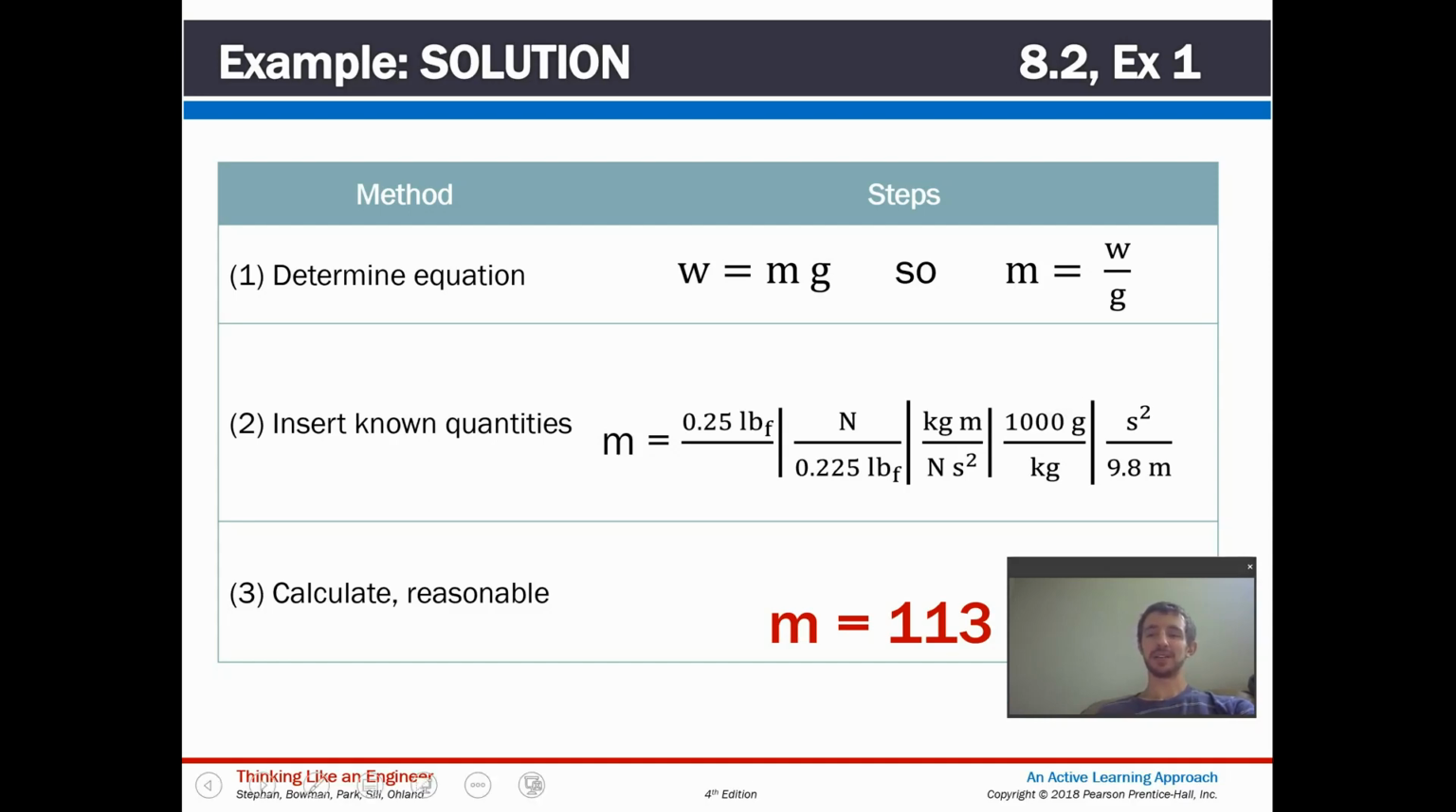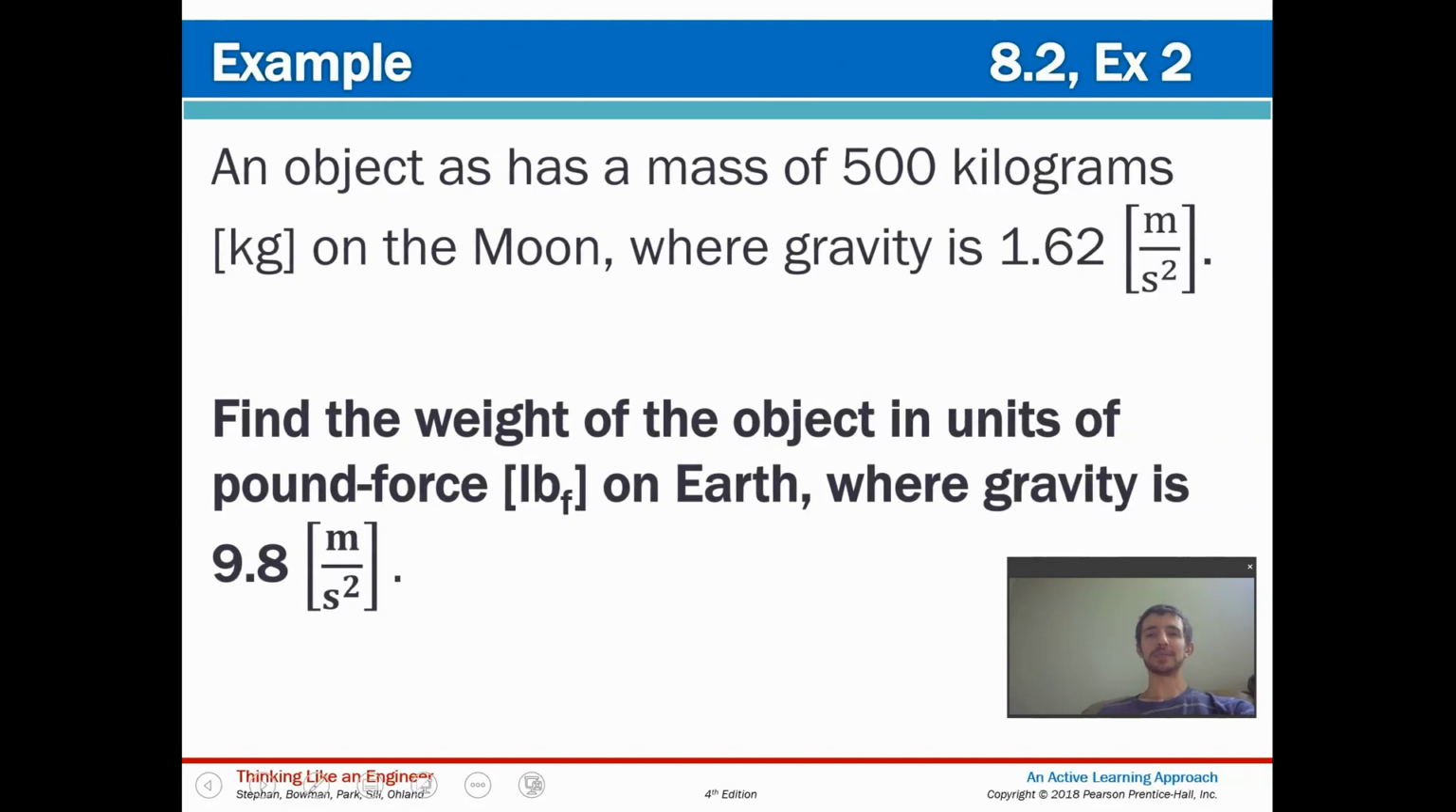Okay, one last problem. An object has a mass of 500 kilograms on the moon, where gravity is 1.62 meters per second squared. Find the weight of the object in units of pound force on Earth, where gravity is 9.8. Now, I hate that they use 9.8. It should be 9.81. Your book is approximating a little bit too much, in my opinion. Okay, but with that, what is the weight going to be?